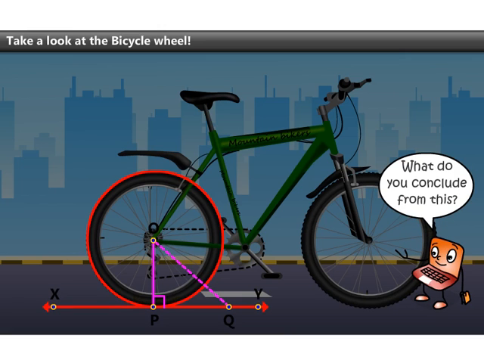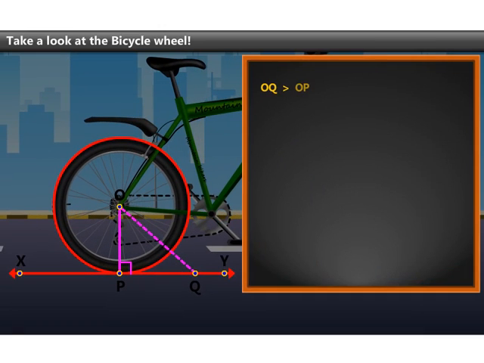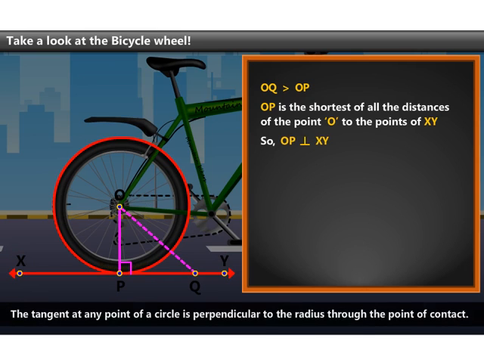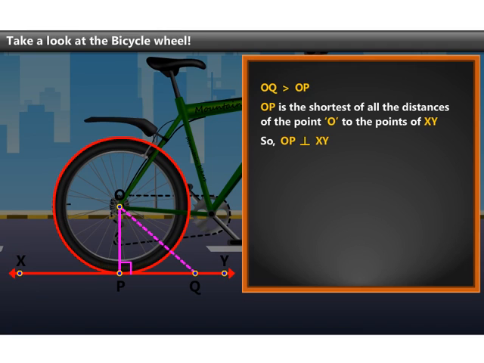What do you conclude from this? From this, we conclude that OP is the shortest of all the distances of the point O to the points of XY. So, OP is perpendicular to XY. Therefore, the tangent at any point of a circle is perpendicular to the radius through the point of contact.